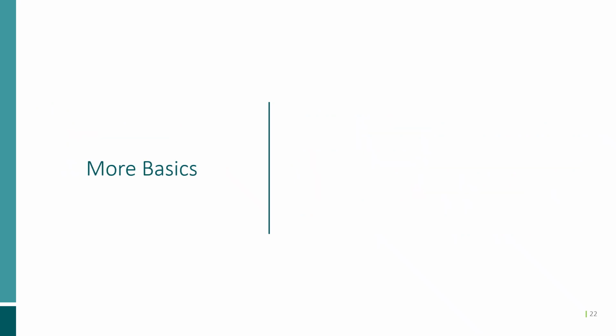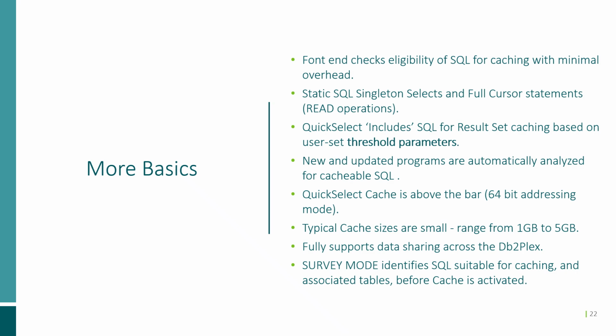Let's discuss some additional QuickSelect basics. QuickSelect has a front end that checks to see if a statement is eligible for caching or not. We do it once for each SQL. Once we've analyzed an SQL, we'll mark it in our memory. If the SQL has anything to do with updates, deletes, or inserts, we'll always immediately forward it to Db2 for processing. It's not for us. We're only about reads. QuickSelect stores its cached result sets above the bar.